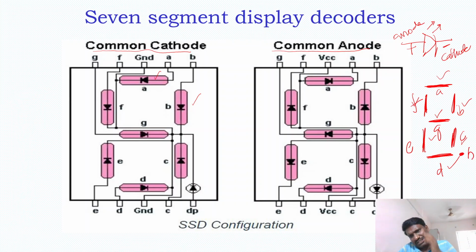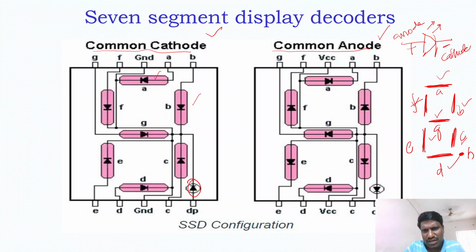To represent a number it is not required, but to represent a floating point number we may require a decimal point. So for this there may be a diode. Here I have shown DP, decimal point. So generally the 7 segment display consists of 7 LEDs. Those LEDs may be connected as common cathode or common anode.